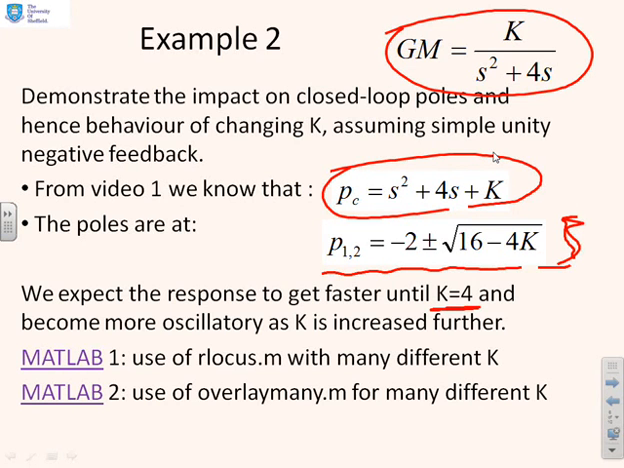However, if you made k bigger than 4, then the bit under the square root became negative, and therefore you ended up with complex roots, and so you got oscillation. So again, what we want to do is see, OK, can I investigate this on MATLAB using rlocus to see what the poles do for many different k, and then use overlaymany to compare the behaviours.